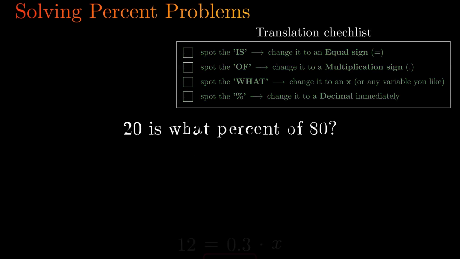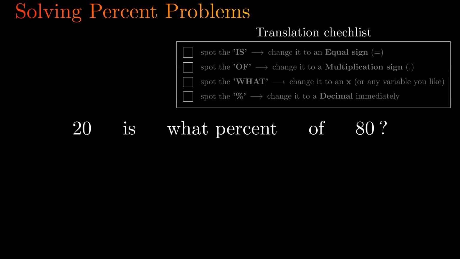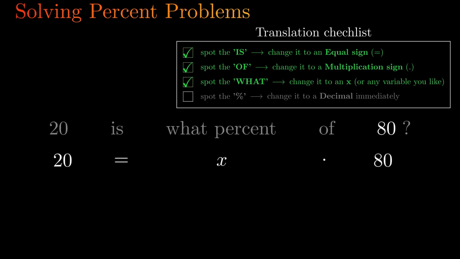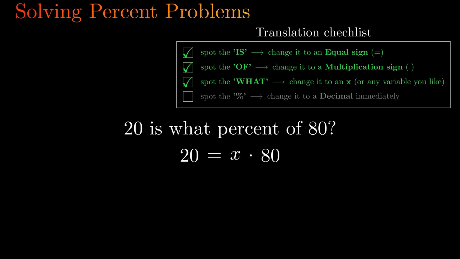Example 3. There's one last flavor of problem, when they give you the numbers but hide the percent. Let's try this one. 20 is what percent of 80? Don't panic, just trust the checklist. 20 stays 20. Is becomes equals, what percent becomes our unknown x, of becomes multiply, and 80 stays 80. So our equation is 20 equals x times 80.